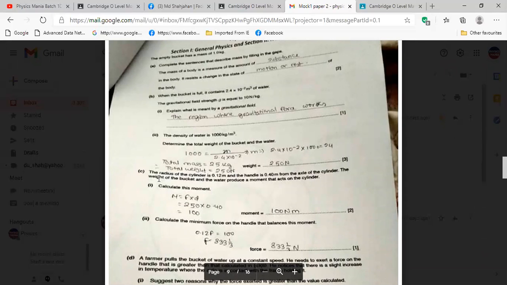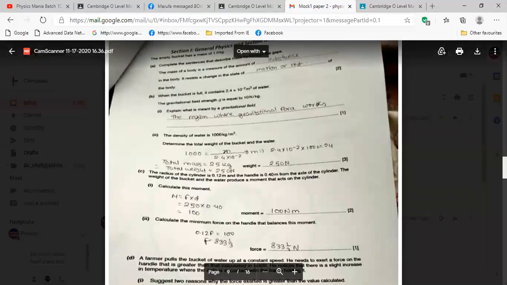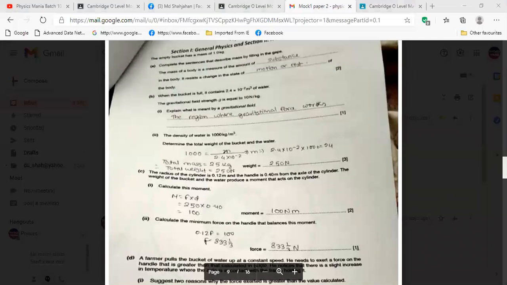Yes. 1.2. 300 Newton meter. 300 or 30? Wait. 0.12. Oh, yes, sir. Sorry. Yeah, 30 Newton meter. 30. So yes, sir, if it is 30, yes.